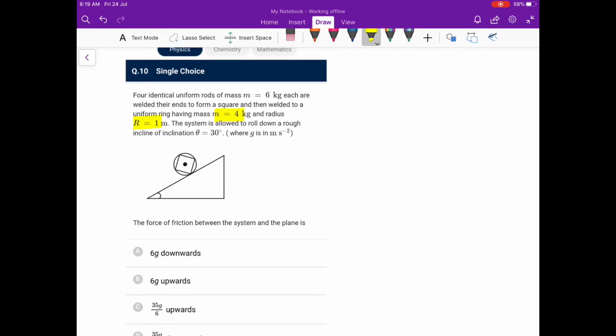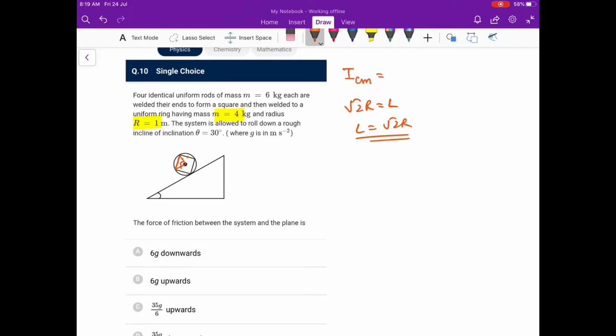First of all, let me calculate the moment of inertia about the CM of the system. For any rod, about its center, it is ml square by 12, and what is L first of all? Because the diagonals are perpendicular, this is r, and this is the side length. So root 2 r is equal to the length of the rod. So length of the rod is root 2 r.